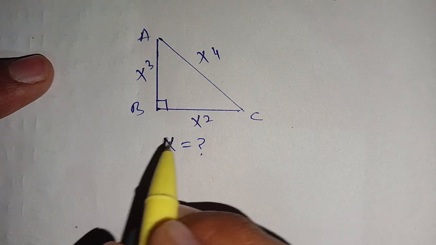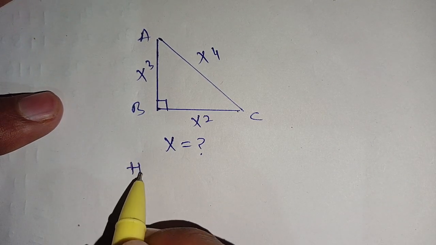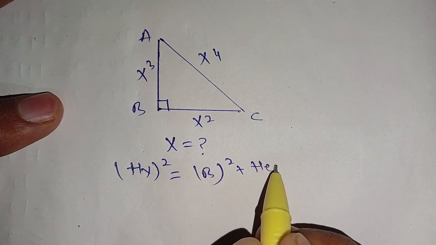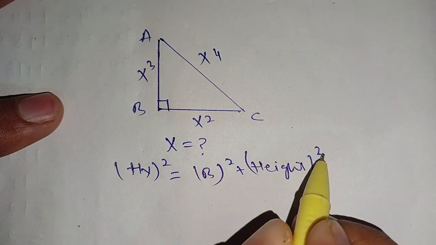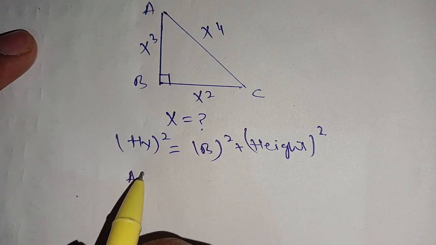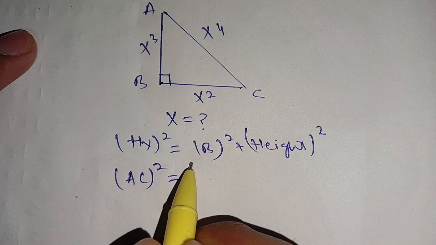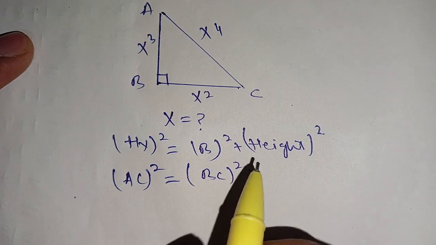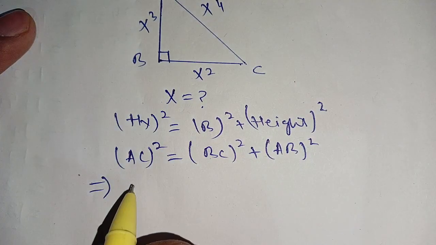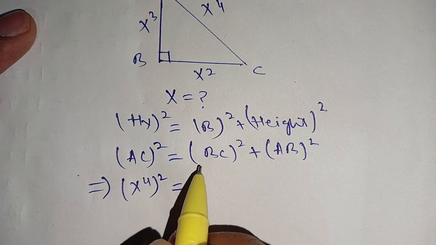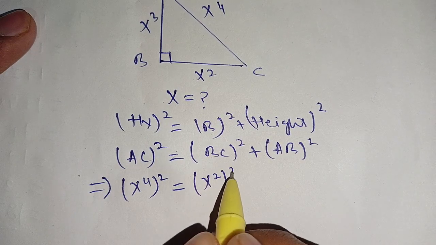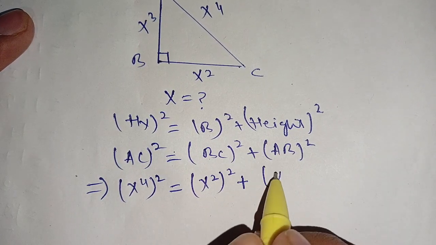Now we know that the Pythagoras theorem says that hypotenuse square is equal to base square plus height square. When we use this identity, hypotenuse means AC square is equal to base square, meaning BC square, plus height square, meaning AB square. This implies AC square, that is x power 4 whole square, is equal to base square.